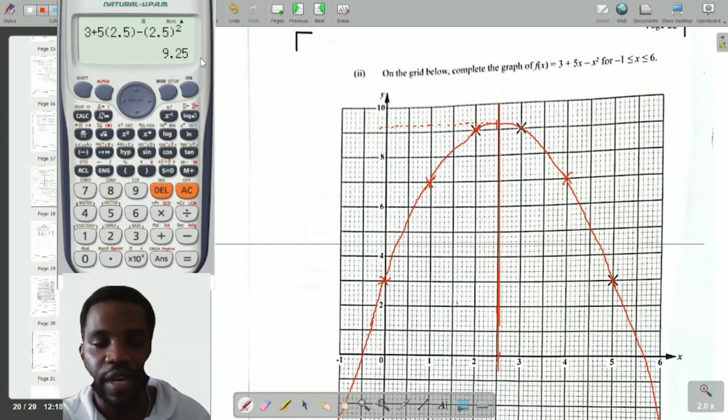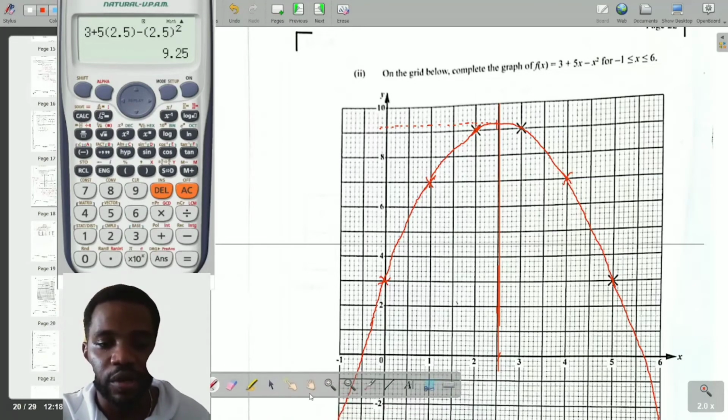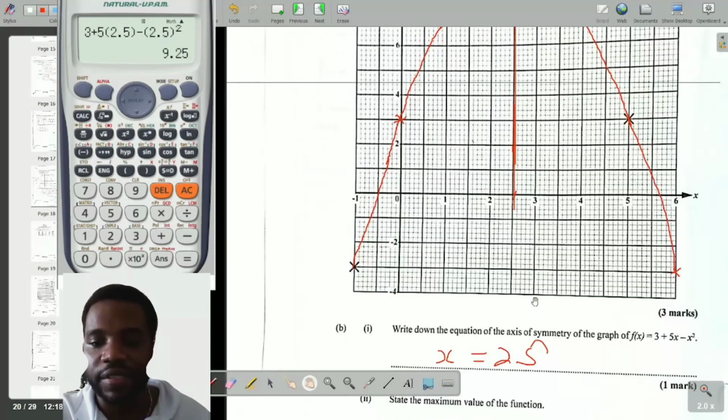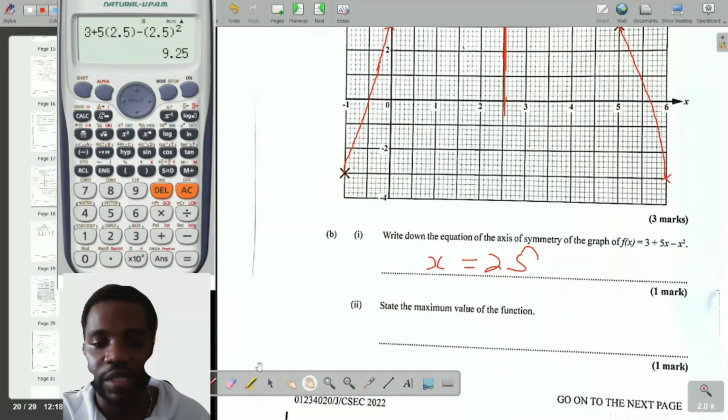So this is 9.25, and I was saying it's 9.2, so I'm not that off. So approximately 9.3 to 1 decimal place. Let's see how they want it. Let me go down and see. Now, because this is freehand, guys, they won't kill you for being off a little bit.